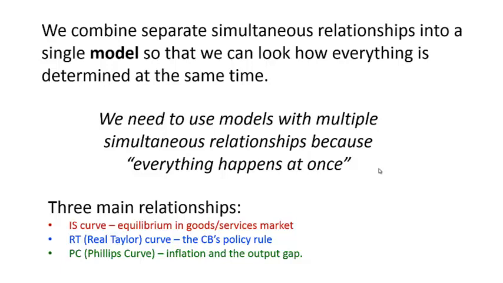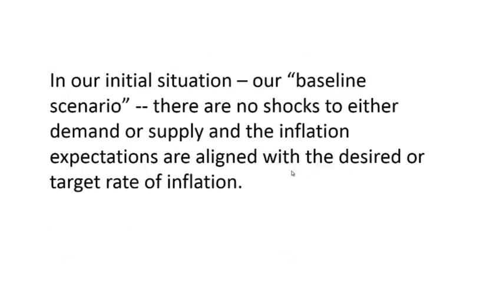Our job now is to combine all of these simultaneous relationships into a single model. That way, we can see more clearly how everything happens at once. So let's look at an initial situation, what we will call our baseline scenario. We'll assume that all variables are at their long-run normal values. There are no extraordinary economic events, what we call shocks, in the baseline scenario. Demand and supply are both at their normal long-run levels. The public's expectation of inflation is exactly equal to the inflation rate that we observe, and that's exactly equal to the central bank's target or desired inflation rate. For this reason, the central bank will set the real interest rate at its long-run normal or natural level.